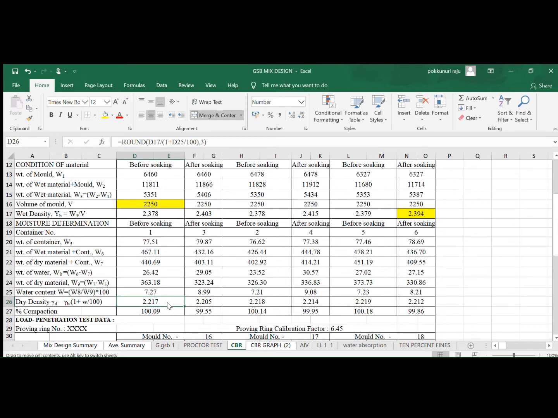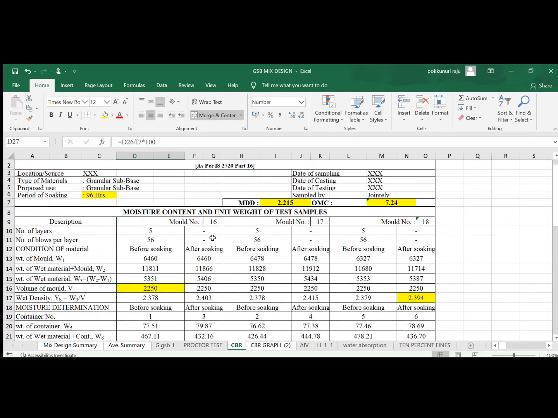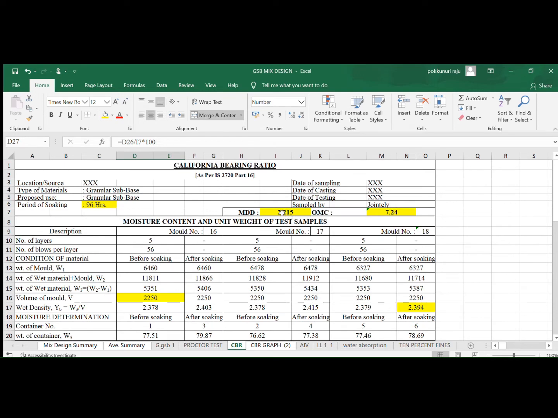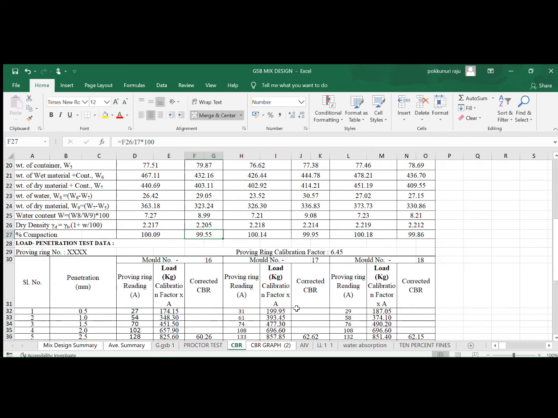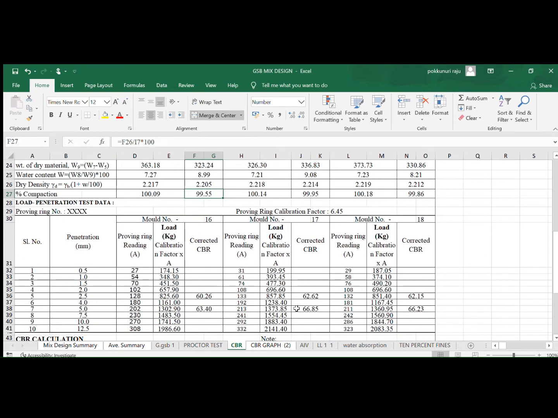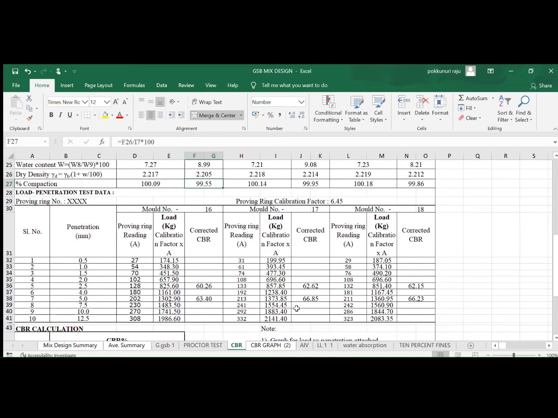So once you know the dry density, the percentage compaction can be determined, which is D26 by I17, where I17 is this value 2.215 and 2.217 is your dry density achieved before soaking. So the percentage compaction is 100.09 in this particular mold, or after soaking the percentage compaction is 99.55. Now, the mold after soaking for 96 hours, and after getting the swelling index also, is tested for the penetration test, which is conducted on the CBR mold and the CBR machine.